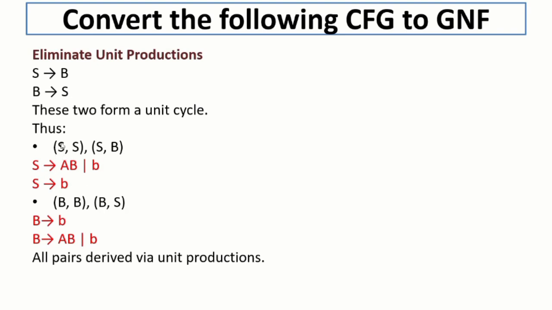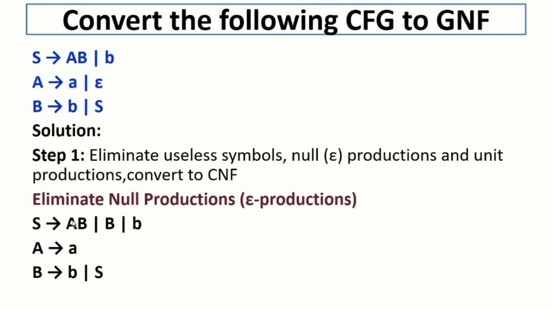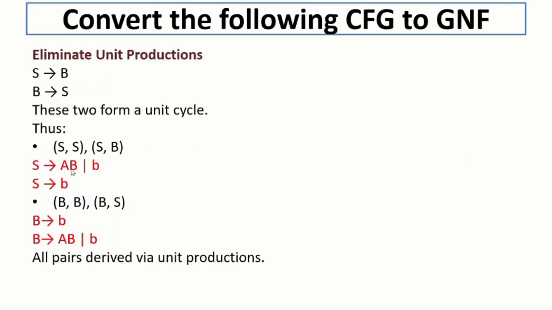Take the first pair S, S. Capital S is a non-terminal symbol. Then write left hand side tends to. Then we need to substitute the S production in the right hand side. So the S production is S tends to A B or terminal symbol b. Leave unit production. Then write S tends to A B or terminal symbol b.